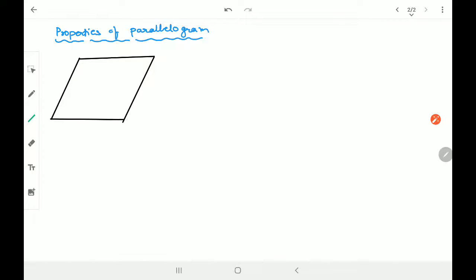Both pairs are parallel to each other. This is the parallelogram A, B, C and D. The very first property is about sides. Okay, so it is AB parallel to CD and AD parallel to BC. That means both the pairs of opposite sides are parallel to each other. It's not just a property, it's a definition of the parallelogram. That's why we call it a parallelogram, isn't it? Both the pairs of opposite sides are parallel, that's why we call it parallelogram.